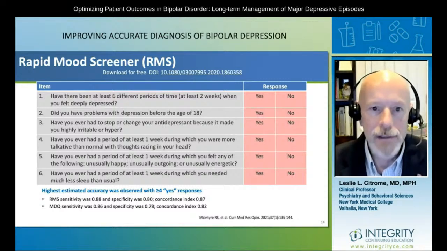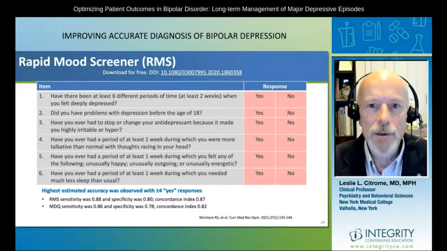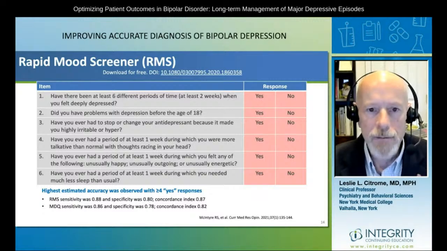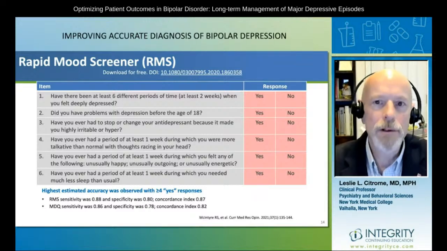So this will be helpful because one of the key elements in treating a patient effectively is knowing what diagnosis you're addressing. Treatment for major depressive disorder differs from bipolar depression. In fact, treatment for MDD may worsen bipolar depression.